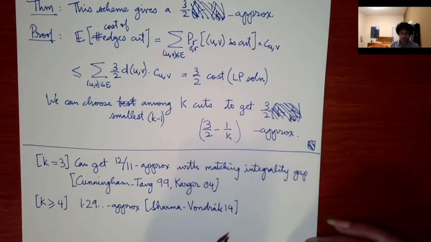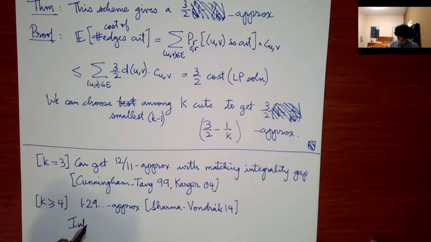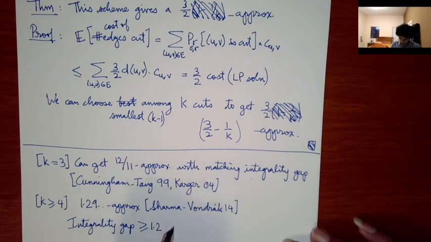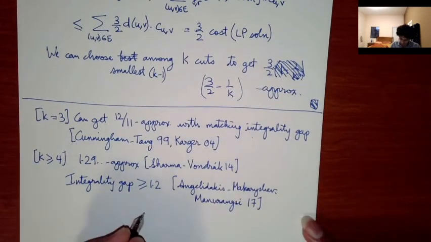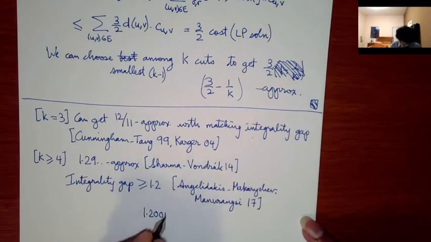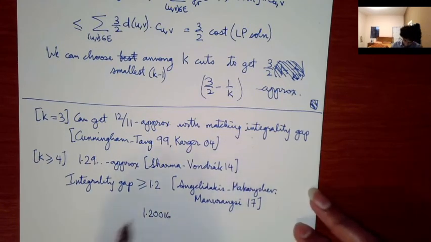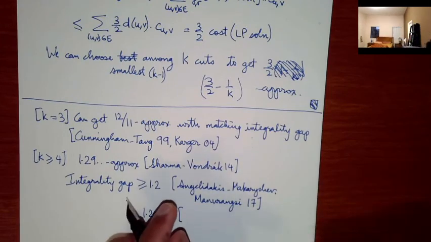The integrality gap of the CKR relaxation is also an open problem. So the integrality gap, it's known that it's at least 1.2, and actually this was Angelidakis, Makarychev, and Manurangsi in 2017, and this is improving upon, like, someone then improved this to 1.0-something, using an extremely complex construction.